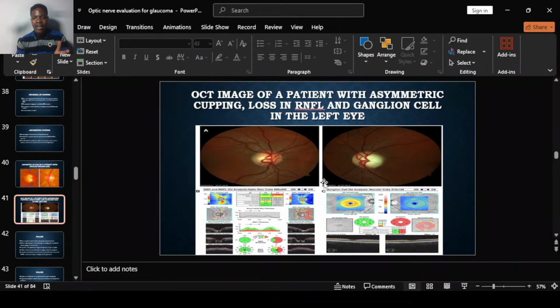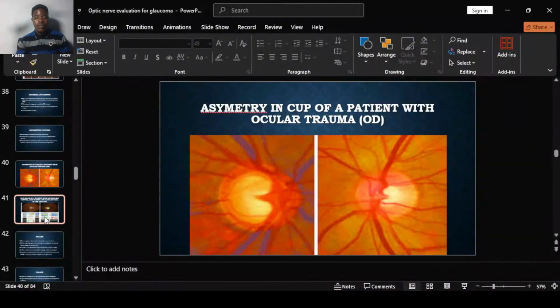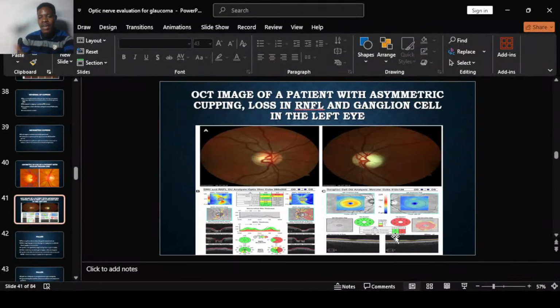But look at the left eye. You see that in this left eye, you can see the obvious pallor here, and then if you look, there's a loss in retinal nerve fiber layer first, and there's also loss in ganglion cells. So if you look at the ganglion cell here, you see that there's an obvious loss compared to the right eye. So this could be likened to the image we see here, which could be this here. So you find out that there is this asymmetric cupping in just the left eye.